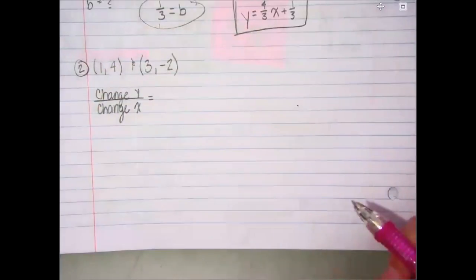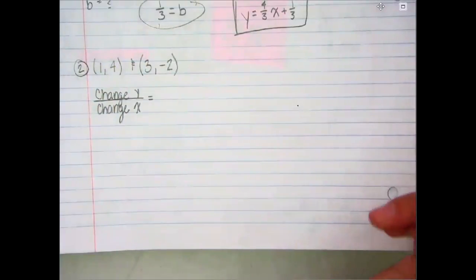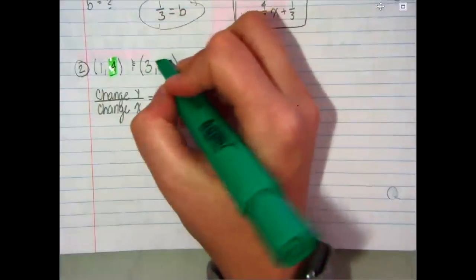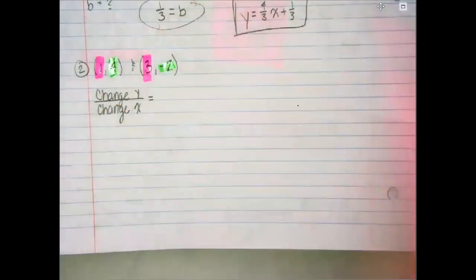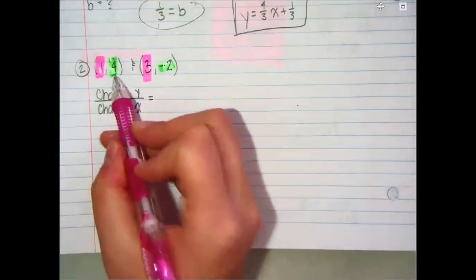So what are my 2 y values that I'm finding the change of? 4 and negative 2. Devin, x comma y. Ordered pairs are always written x comma y. And what are my x values? 1 and 3. Cool.